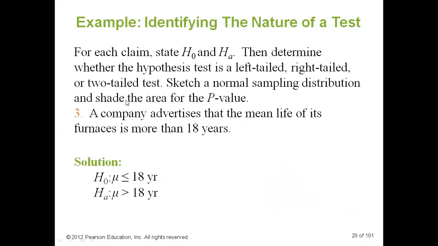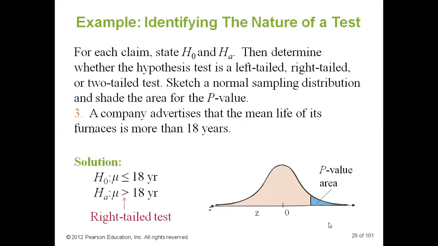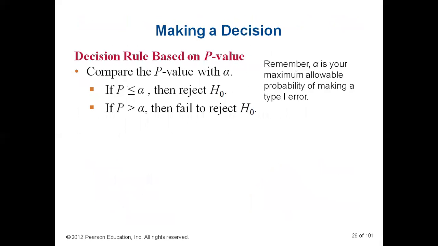Next, a company advertises that the mean life of its furnaces is more than 18 years. So mu is greater than 18 years. If the greater than symbol is used in the alternative hypothesis, then we use a right-tailed test. In a right-tailed test, we compute the test statistic, then compute the probability of that test statistic, and then compare that probability with alpha. If p is greater than alpha, we accept the null hypothesis. If p is less than alpha, we reject the null hypothesis.